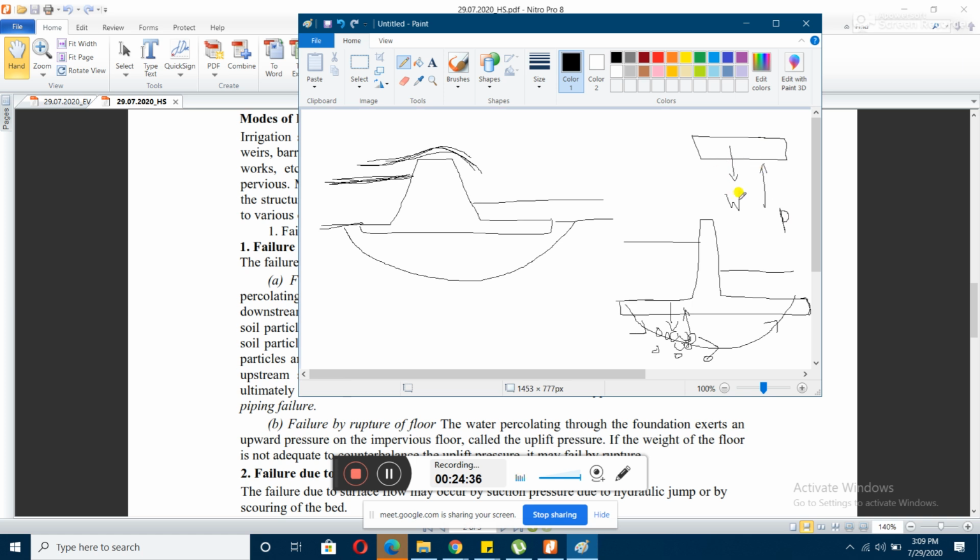If W is good enough to balance that force P, then there won't be any uplift. So we construct that floor, and also put some weight on it, to make the floor heavy enough that it can resist the uplift pressure or uplift force. Another thing that can be done is this.